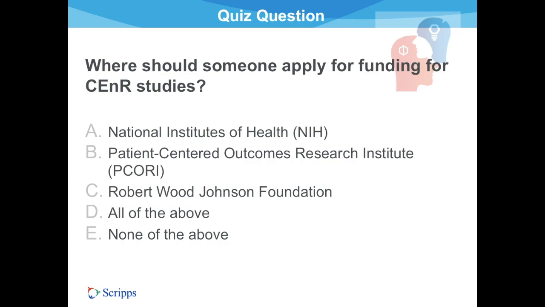A. National Institutes of Health, NIH. B. Patient-Centered Outcomes Research Institute, PCORI. C. Robert Wood Johnson Foundation. D. All of the above. Or E. None of the above. D. All of the above answers are correct.